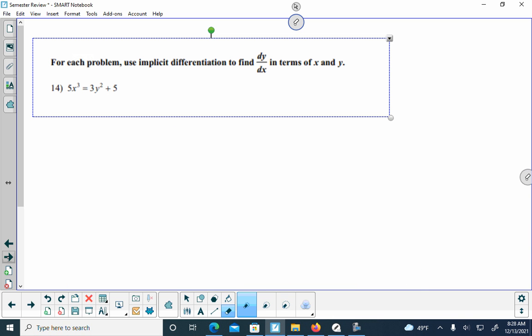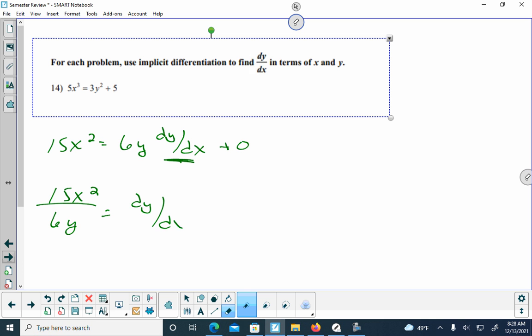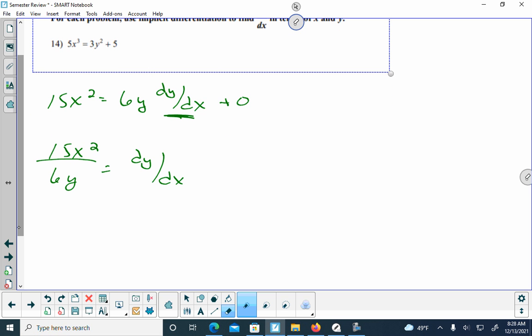Okay, for 14, we're using implicit differentiation. So I'm going to do 15x squared is equal to 6y dy dx, and the derivative of 5 is 0. So now I'm going to solve for dy dx. I'm going to take this 15x squared and divide it by 6y. That's going to equal my derivative with respect to x. I can simplify and make this 5x squared over 2y, and I will. And that is my final answer.